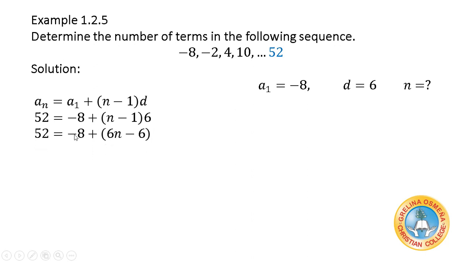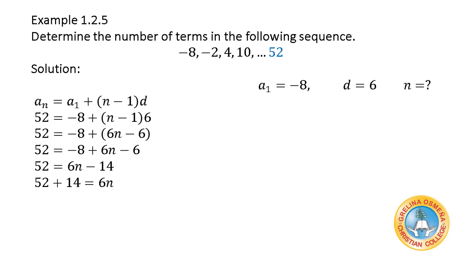Okay, we have negative 8 plus 6n minus 6, distributing the 6 inside. 6 times n is 6n. 6 times negative 1 is negative 6. So we have there, the parentheses are removed, so it is no longer multiplication. 52 equals negative 8 plus 6n minus 6. Now the like terms, negative 8 minus 6, have no variable. So negative 8 minus 6 is negative 14. And then you transpose it to the left side.